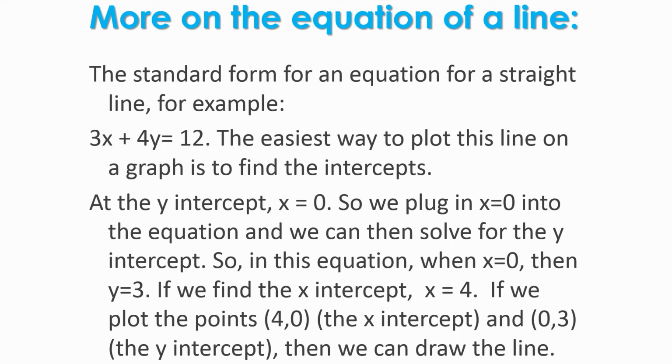Similarly, we can find the x-intercept, which is x equals 4 and y equals 0. So if we plot the points 4, 0, the x-intercept, and 0, 3, the y-intercept, on a graph, we can draw the line.